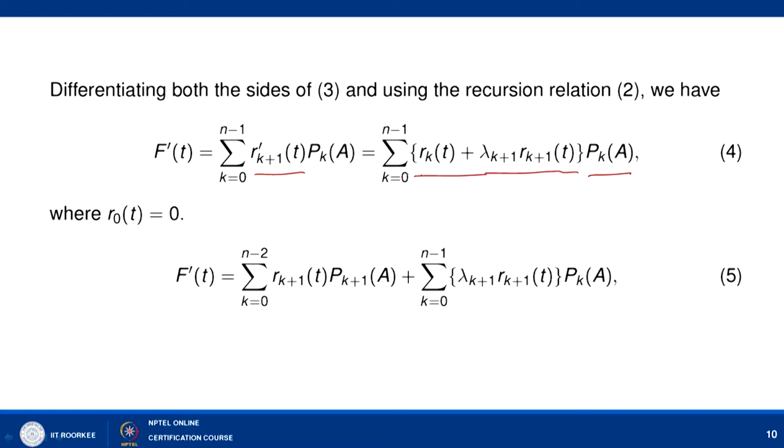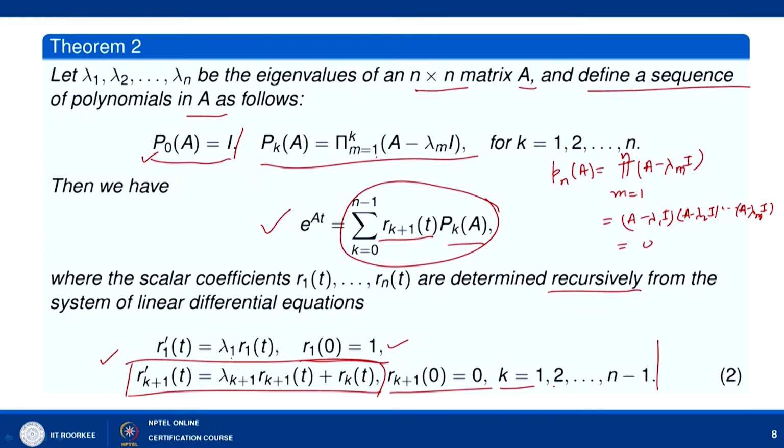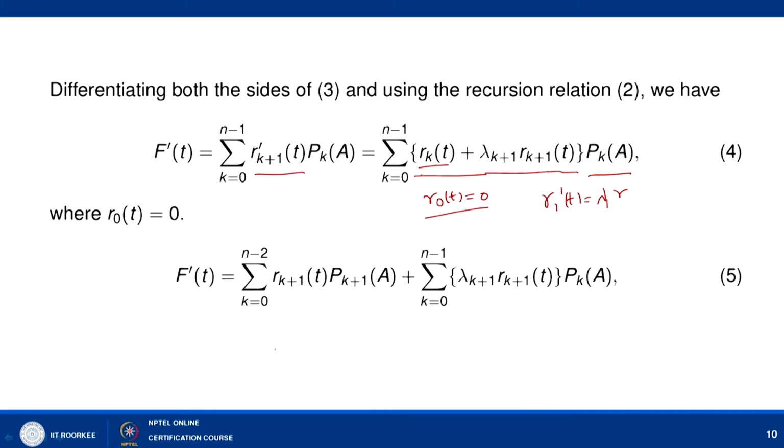Now since here your summation starts from k equal to 0 to n minus 1, when you put k equal to 0, we have r 0 t, and r 0 t we are defining as 0. Why? Because for k equal to 0, the expression is r dash t. So r dash t is basically r 1 dash t, which is lambda 1 r 1 t. So it means that here your r naught is 0, we have assumed. So r naught t is equal to 0, and we can write this expression.